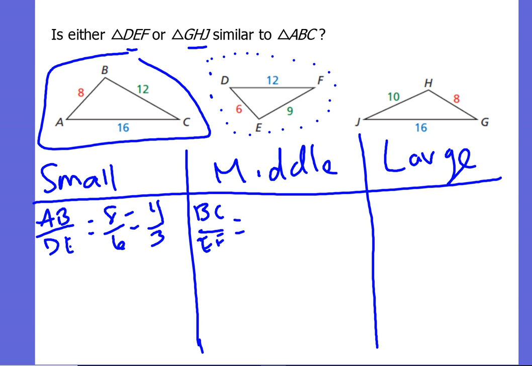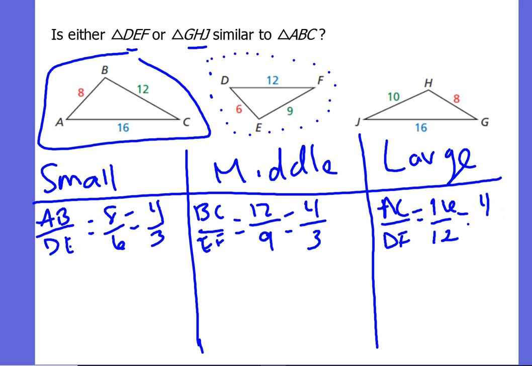And what would that equal? Well, that equals 12 over 9. Once again, last time I checked, 3 goes into 12 4 times, and 3 goes into 9 3 times. So 4 over 3. And last but not least, the large sides is AC over DF. And what do we see here? Well, that ends up being 16 over 12. And once again, 4 over 3.